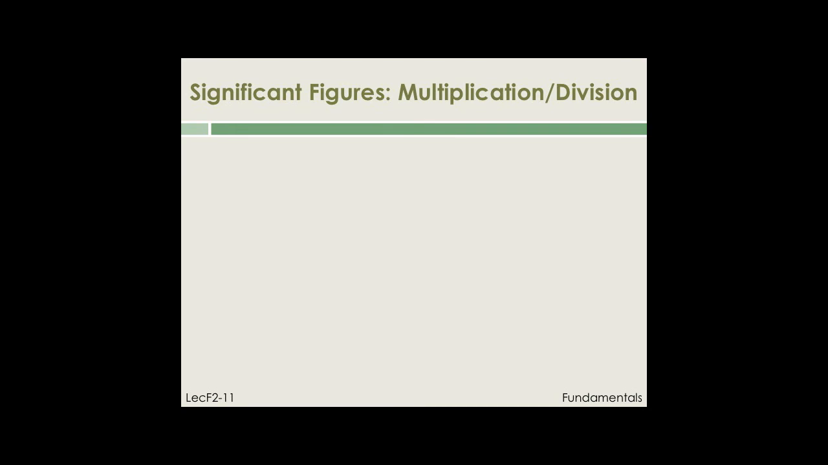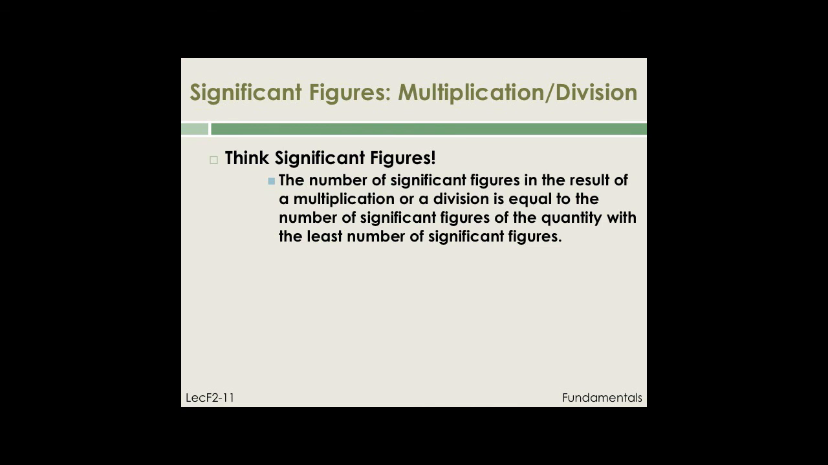We now turn our attention to the rules for determining the number of significant figures in the result of multiplications and divisions. For multiplications and divisions, we will need to think about the number of significant figures in the quantities involved in these operations. The number of significant figures in the result of a multiplication or a division is equal to the number of significant figures of the quantity with the least number of significant figures. Again, let us practice this rule with an example.